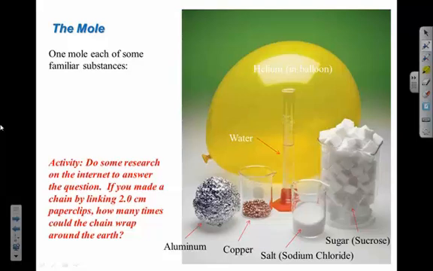So to illustrate how big a mole actually is, let's say we did have a mole of something that wasn't super tiny, like an atom or a molecule. Let's say we had a mole of paper clips. I thought I wrote it in the question, but it's not there. We want to determine if we did have a mole of paper clips, which are about 2 centimeters in length, how many times would it wrap around the Earth?